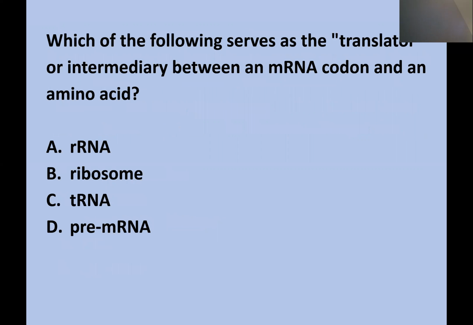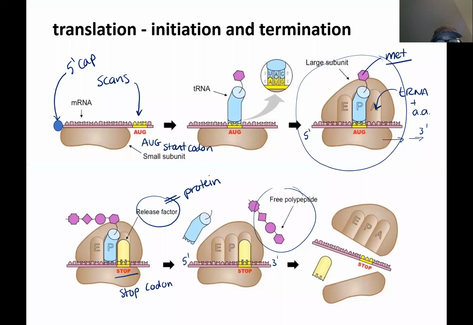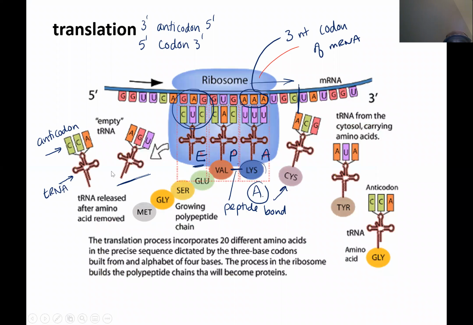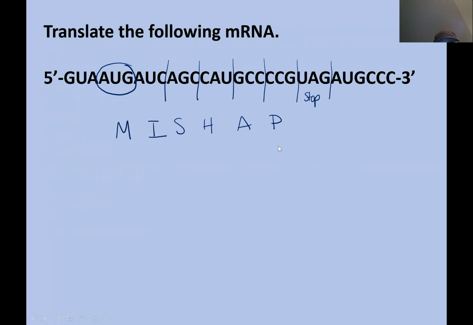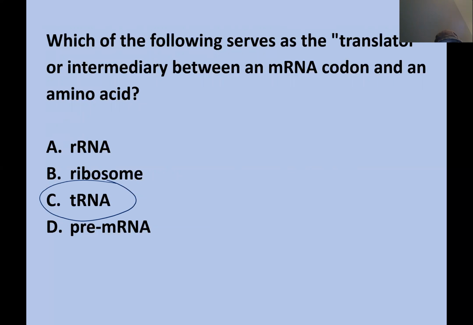Which of the following serves as the translator or intermediary between mRNA codon and an amino acid? And that's your tRNA. So your tRNA, let's look back here, is your translator, right? It's reading an mRNA codon and it's bringing in the amino acid. So it's going from nucleic acid to amino acid language through this tRNA intermediate. Okay.